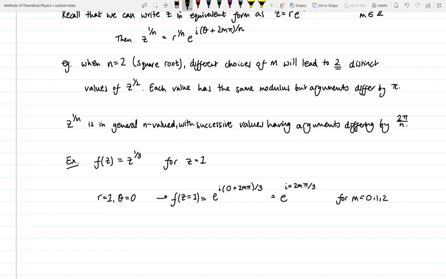If you do other values of m, you will in fact recover the same complex number as if you set m to either 0, 1, or 2. Now these choices of m correspond to, well, if we let m equal 0, we have e to the 0, which is 1. If we let m equal 1, we have e to the 2 pi i by 3. And if we have m equals 2, we have e to the 4 pi i by 3.